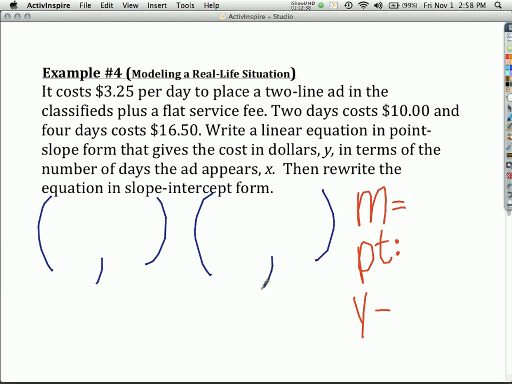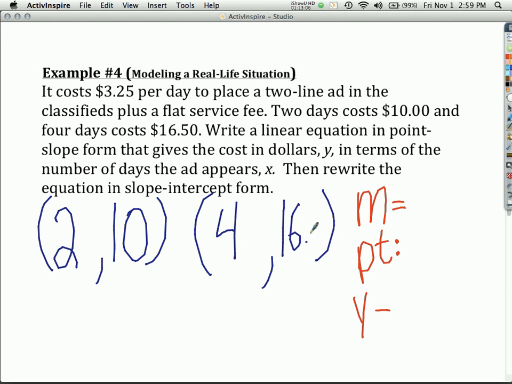Sharik and then Jada? I see 1 point. Go ahead, what is it? It's 2 days and $10. So 2 comma 10. 2 days costs $10. So 2 comma 10 is a point that's given to us because x is time and then the y is the cost based on that time. Jada? 4 days. 4 comma 16.50. 4 days time costs $16.50.